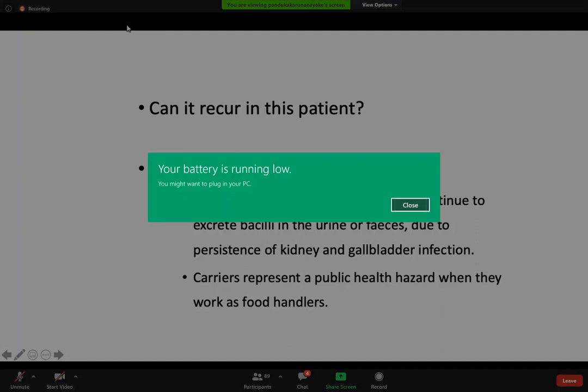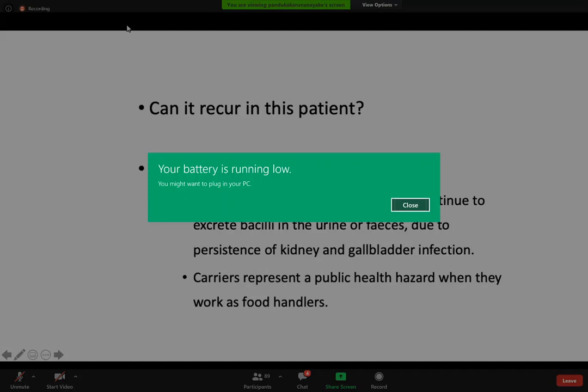For example, one thing I found very interesting in the UK when I was working there is that work carriers are asked to stay at home and not work as food handlers until two cultures are negative. In the meantime, the government or the state pays them their income so that they can stay at home. The problem here, I think, is that in Sri Lanka, even if we diagnose a carrier state, we will not be able to keep them at home and pay them to stay away from food handling jobs. If that is their only way of making a living, they would somehow find a way to work without being caught and keep spreading it.